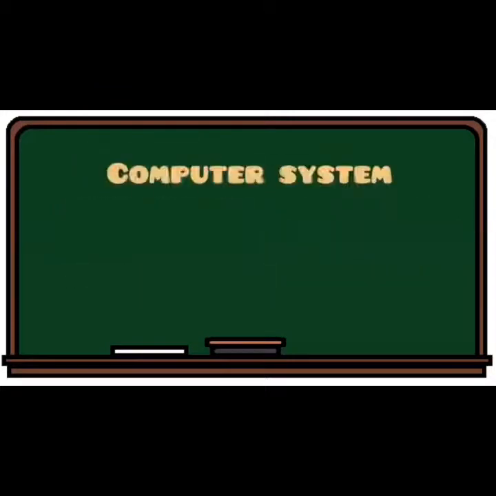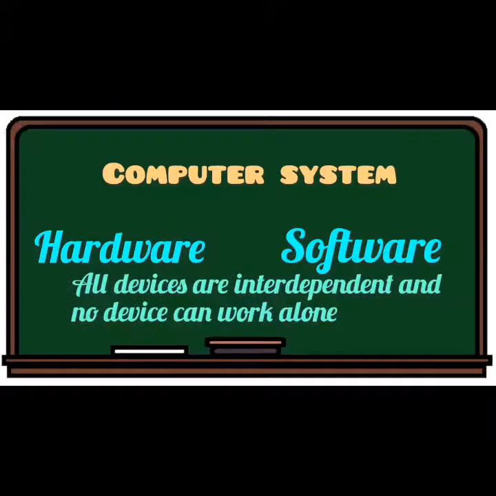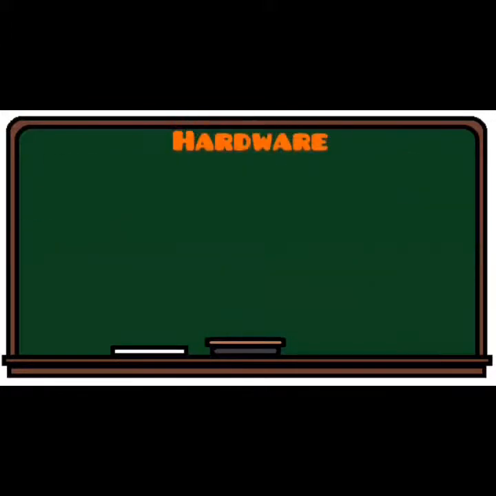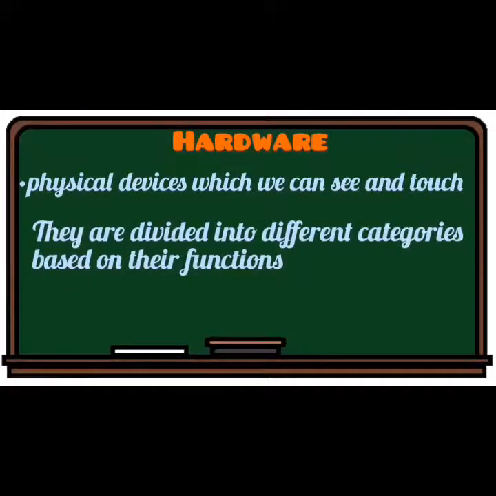Now, the computer system is having two main things, that is hardware and software. And no computer devices can work alone. Everything needs to be interconnected. Next, we will see about hardware. What do you mean by hardware? The physical devices which we can touch and see.